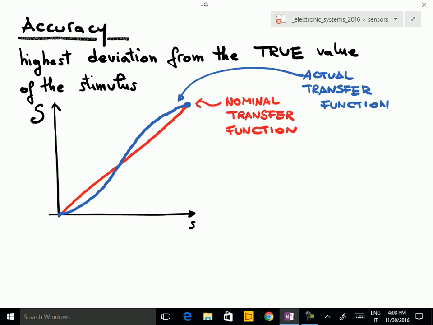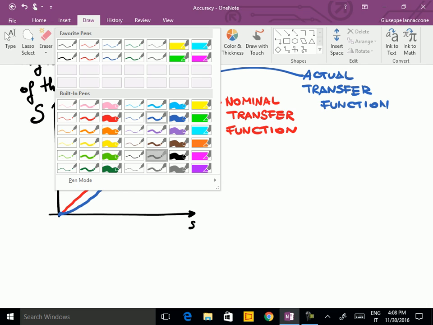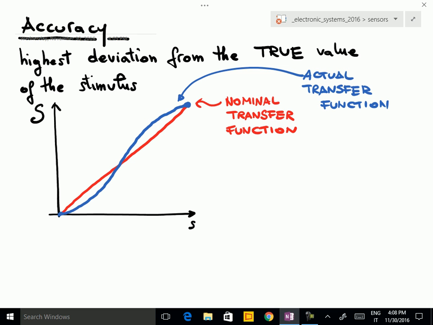According to the definition, we need to take the highest deviation from the true value of the stimulus, and this means that if this is the nominal transfer function, and this is the actual transfer function, I have to take the maximum distance on the abscissas, on the horizontal axis, between the two functions. Let's assume it is this one. This is delta. Okay? So delta is the accuracy.